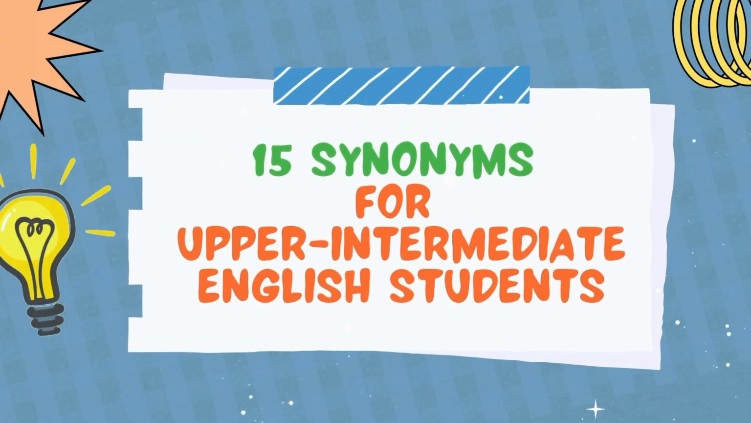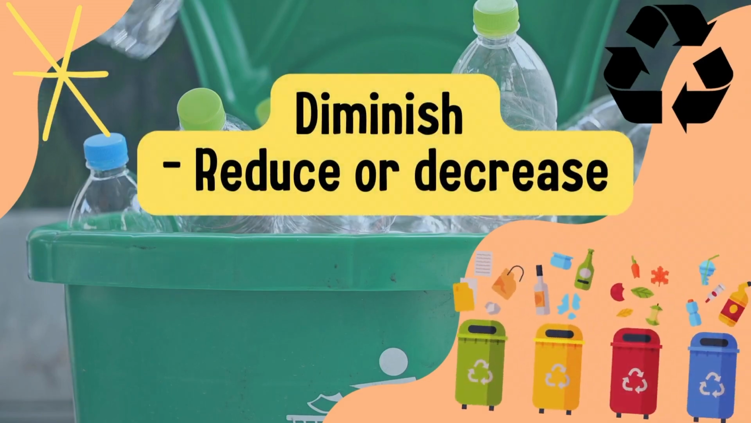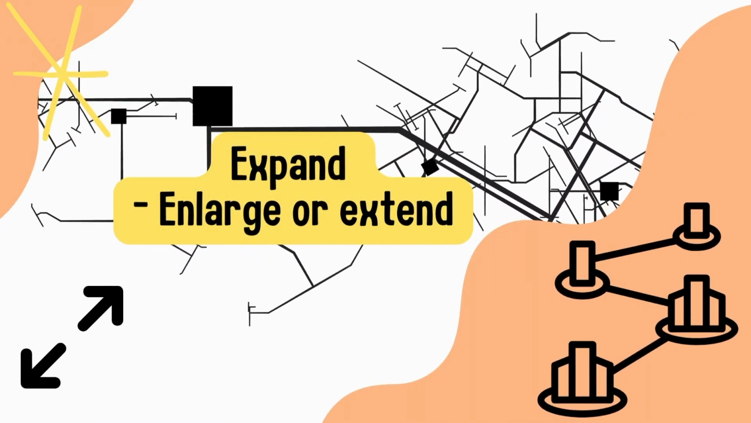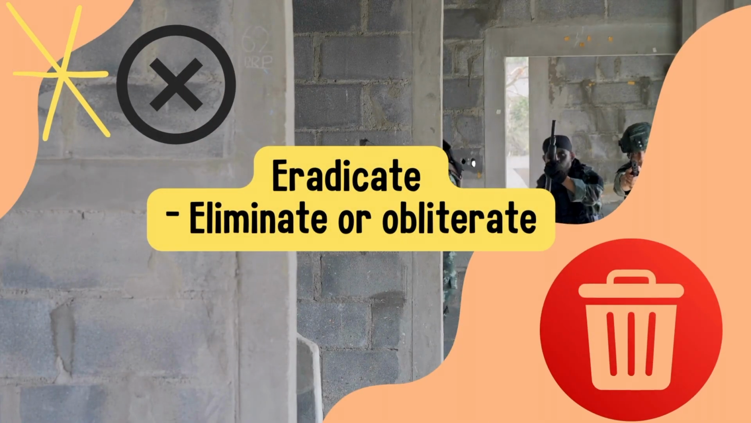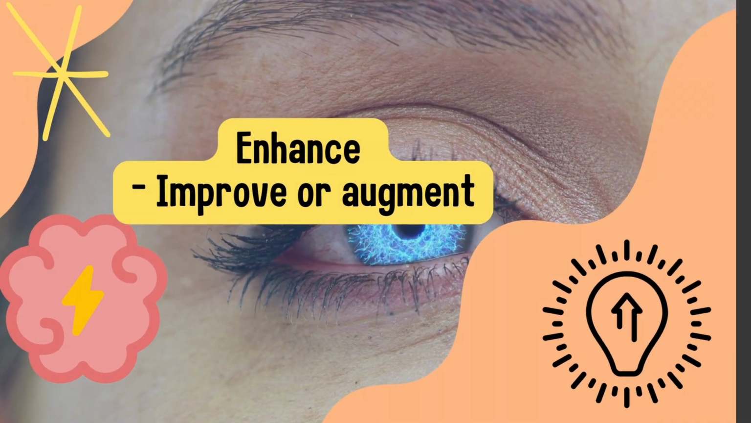Here are 15 synonyms suitable for upper intermediate English students. Synonyms for diminish are reduce or decrease. For expand, you can also say enlarge or extend. Eradicate synonyms are eliminate or obliterate. For enhance, you can also say improve or augment.